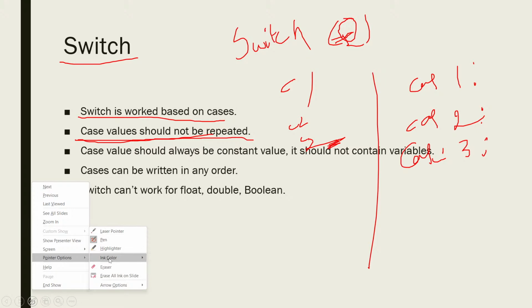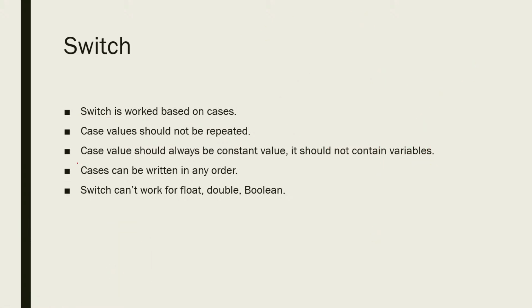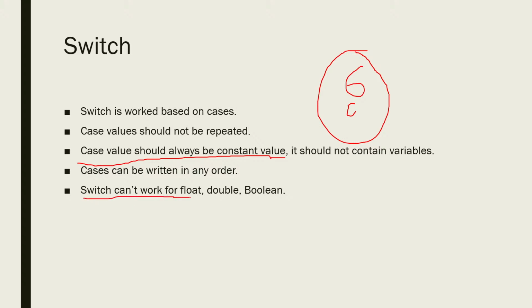And one more point, guys. See here, case value should always be a constant value. It should always be constant, like 6 or any character, or you can give both numbers and characters, guys. But case won't work for float values, double values, and boolean values. Switch cases won't work for float, double, and boolean.